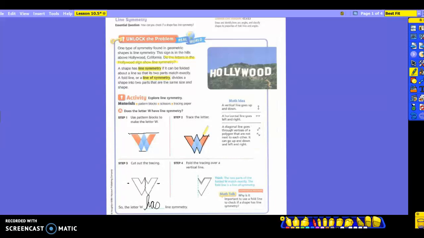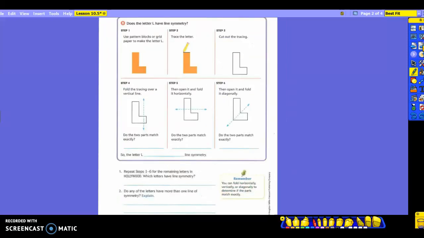Why is it important to use a fold line to check if a shape has line symmetry? Why would we do the fold line? Why is it important to use that? Morgan? Equal parts. So you're looking to see if they match up equally. If you don't draw that fold line, then you're not going to see if they are equal. Okay? All right, flip the page.